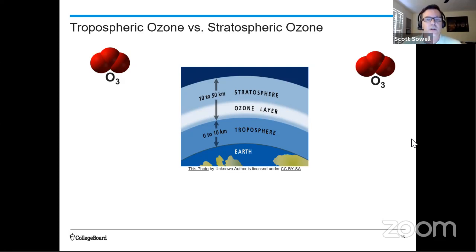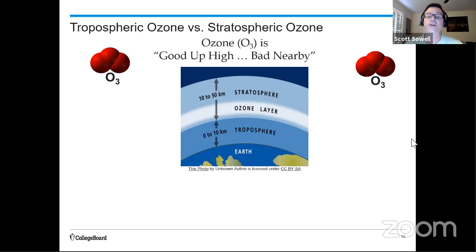We've got this thing called ozone, and I want you to think about it almost like an actor. An actor, depending on if he's in a horror movie, might act as a villain, or if he's in a superhero movie, he acts like a superhero. So this one molecule of ozone is neither good nor bad. What makes it good or bad is its location. I typically talk to my students about ozone being good up high, but bad nearby. Good up high, meaning in the stratosphere, and bad nearby, being down near us.